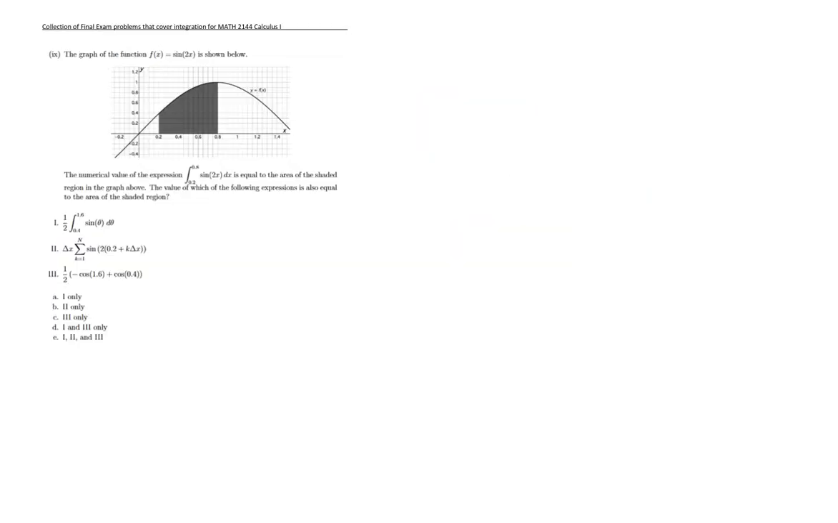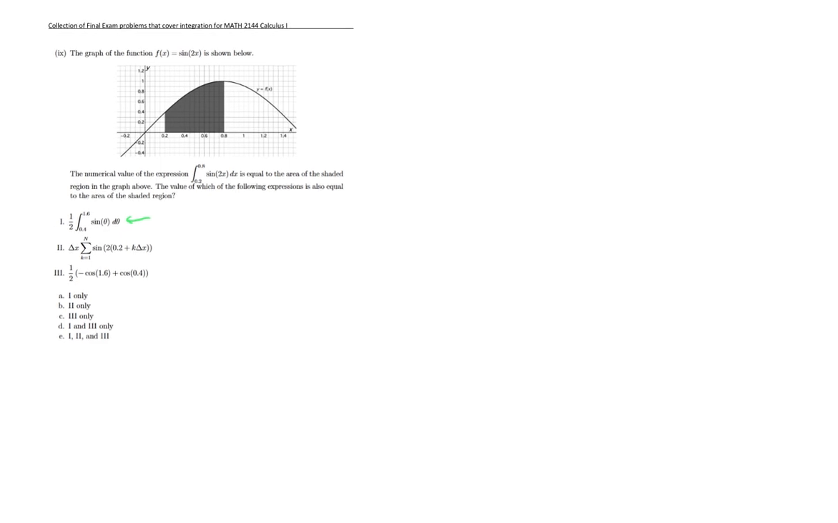Okay, the function is f of x equals sine of 2x. The numerical value of the expression that is equal to the area of the shaded region. The value of which of the following expressions is also equal to the area of the shaded region? Okay, boy. So this one I might notice looks like maybe you did a U substitution.